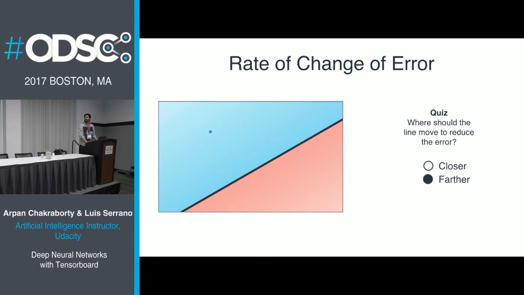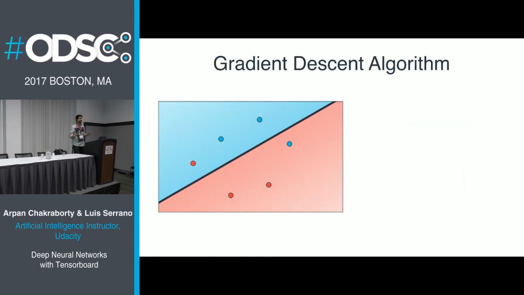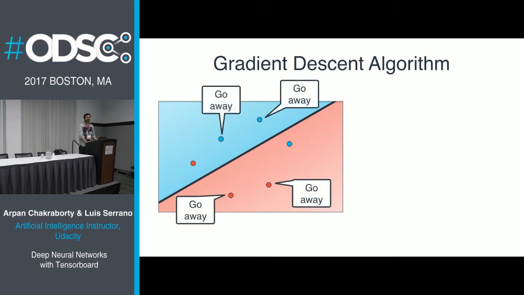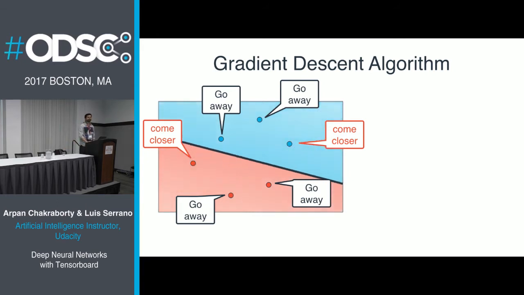So when we take the gradient of the error function and take a step to minimize it, we are actually just asking every point, what do you want? The correctly classified points say go away, and the incorrectly classified points say come closer. And then the line just listens to them every step, until it finds the perfect solution.